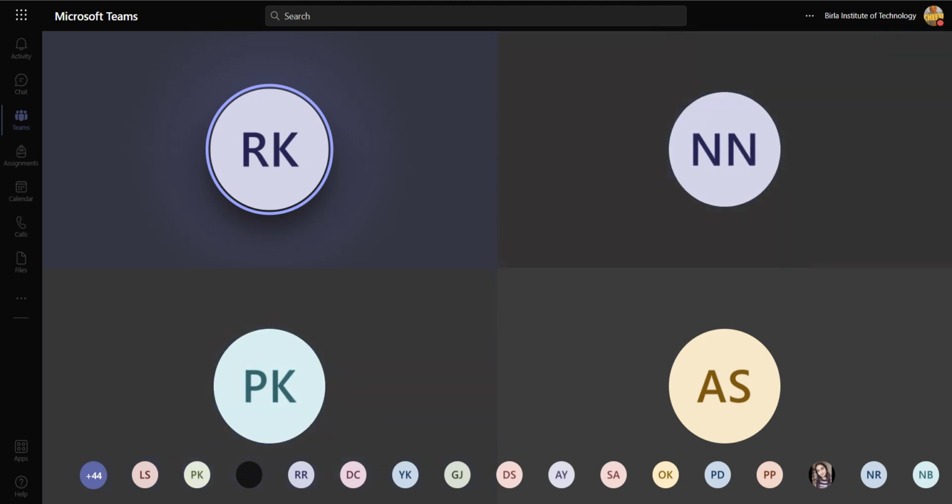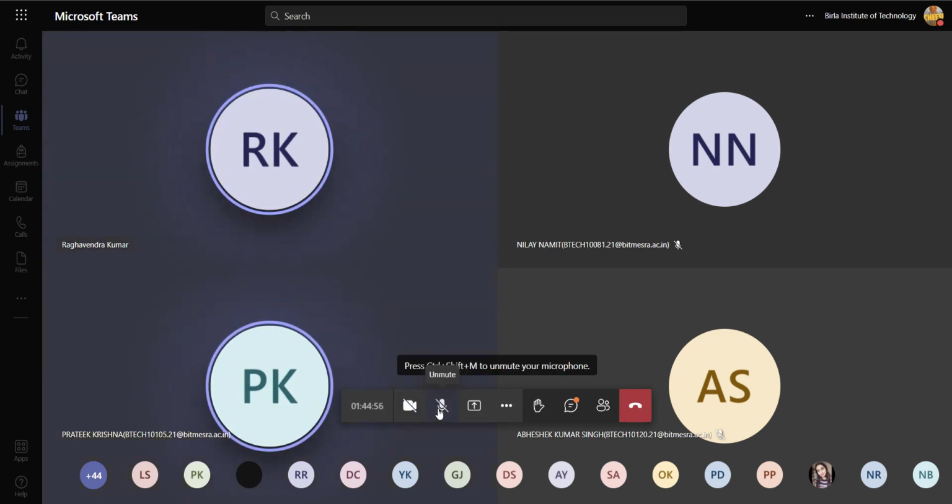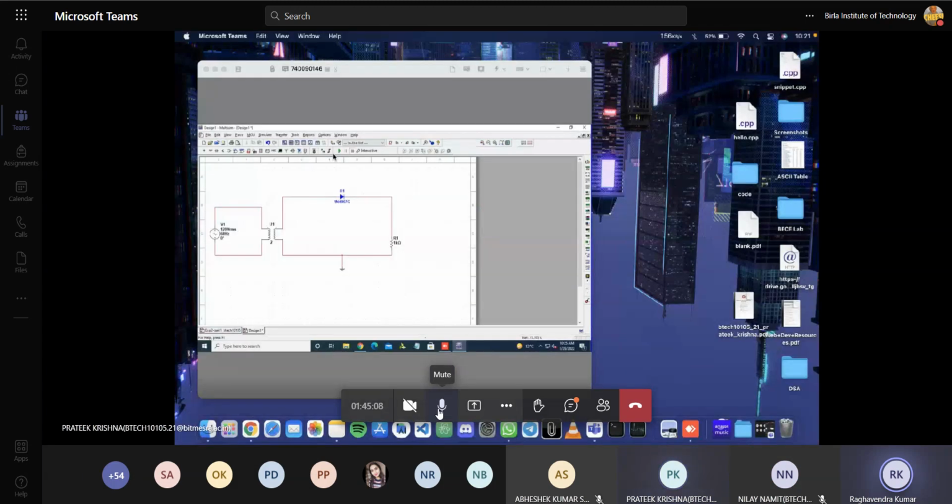Sir, can I share the scheme for experiment number 3 and experiment number 4? In fact, right now, whatever Pratik is doing is visible to everyone. Okay, so Pratik, you share your things now, so that everyone will see. Is it visible? Now it is visible.